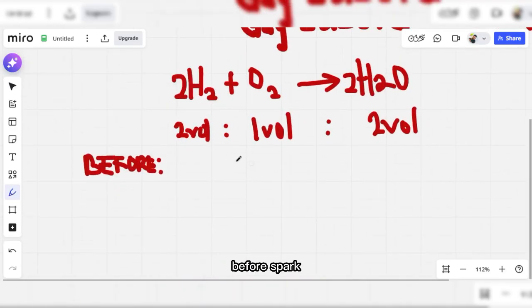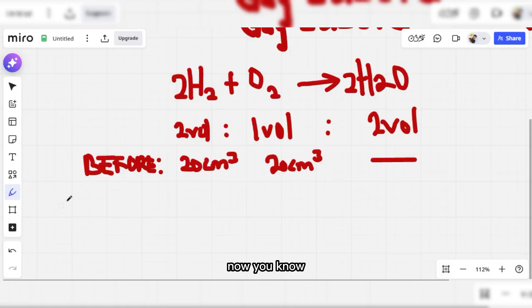So you say before spark, you have 20 cm cube of hydrogen reacting with 20 cm cube of oxygen. You don't know how much of water, because before spark, there's nothing like this. Now you say after spark. Now this is where it gets very controversial, or let me say a little bit tricky. Now after spark, you say, okay, if 2 volumes of hydrogen is 20 and 1 volume of oxygen is 20, now that means that 1 volume of hydrogen here will be 20 divided by 2.